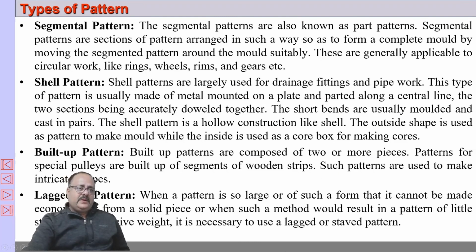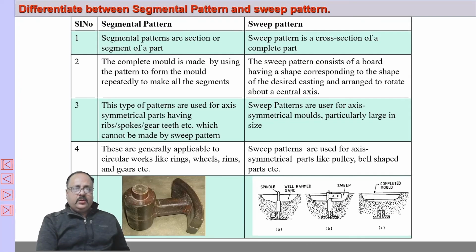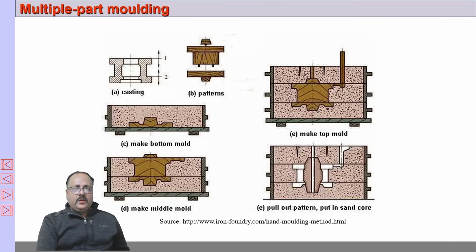And there are other types of pattern which I am not discussing, as they are not that important: shell pattern, built up pattern, and lagged up pattern. This is a three-piece mold. The middle part is called cheek. This is cope and drag. This is called cheek.